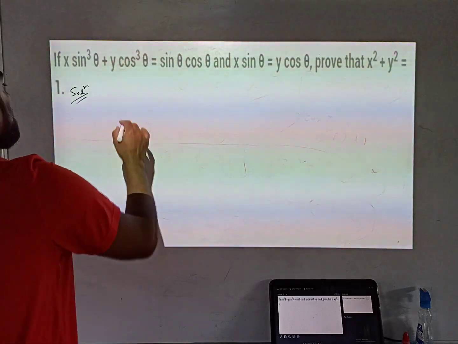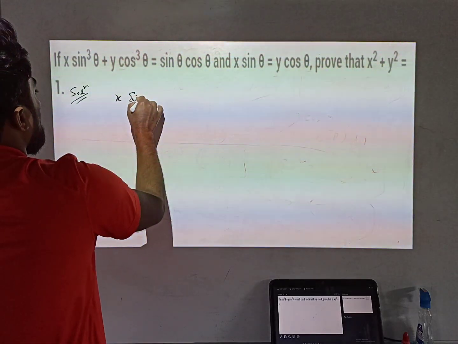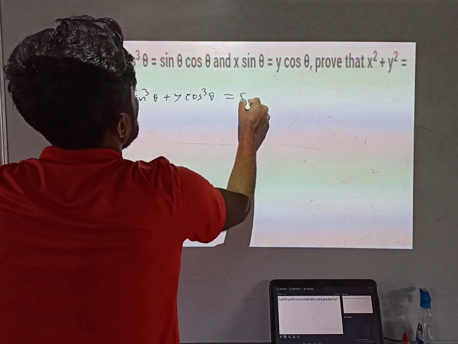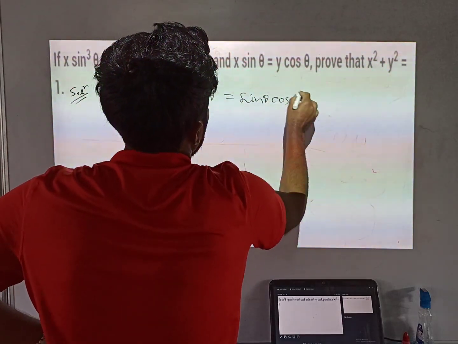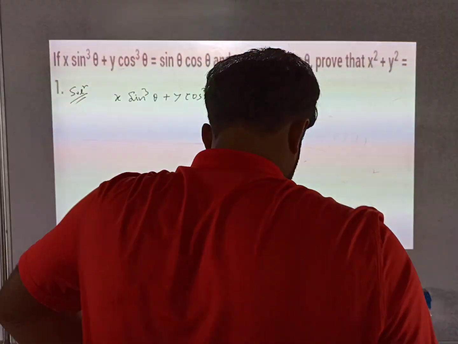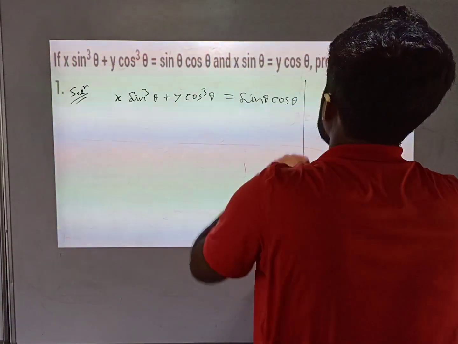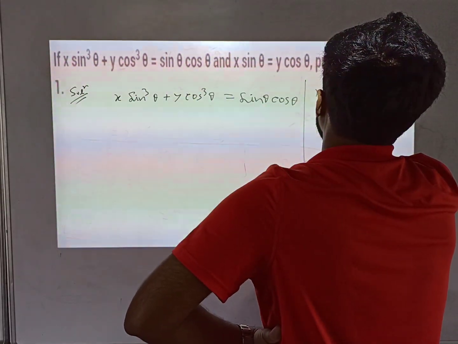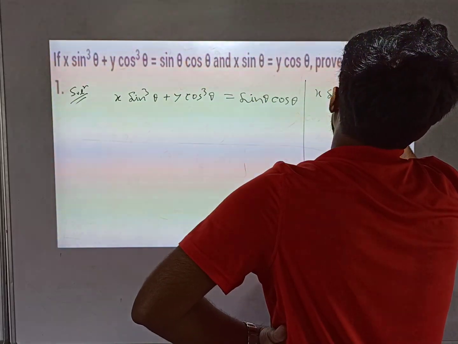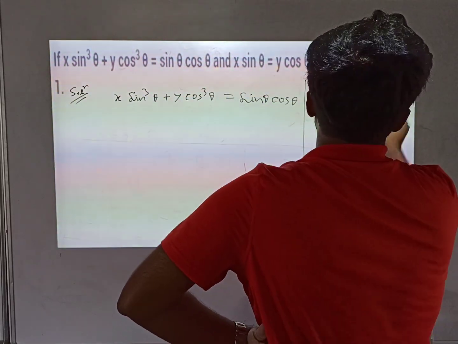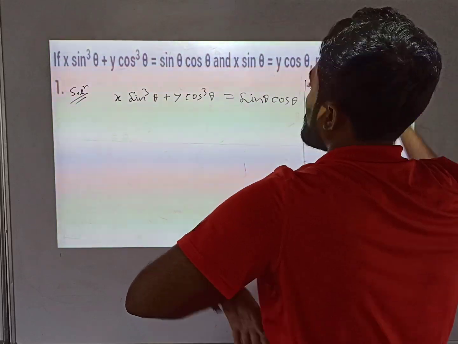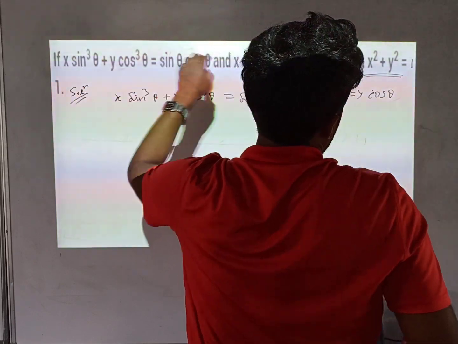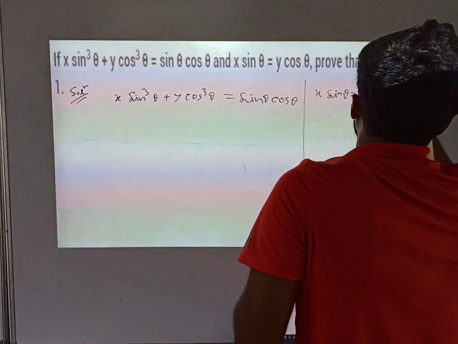What is the question? The question says that if x sin cube theta plus y cos cube theta equals sin theta cos theta, and x sin theta equals y cos theta, then prove that x square plus y square equals 1. So we have to prove this: x square plus y square equals 1.